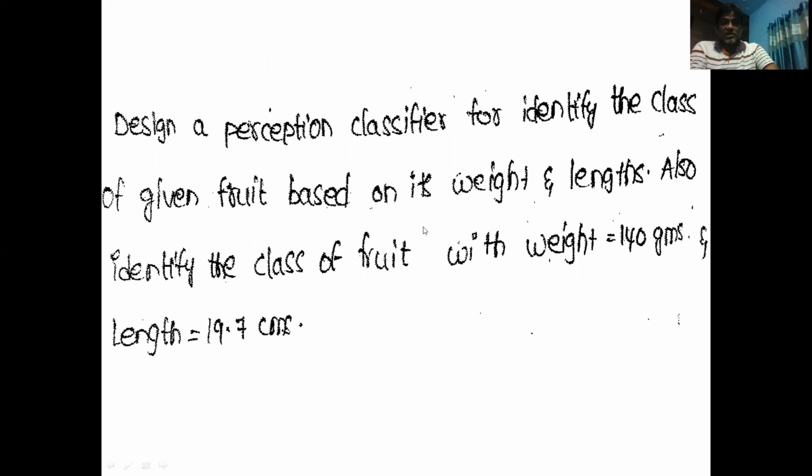So design a perceptron classifier for identifying the class of a given fruit based on its weight and length. Also, after designing the perceptron, you are given a task: a fruit with 140 grams weight and 19.7 centimeters length belongs to which class? You need to identify it with the help of the designed perceptron. As it is given, based on its weight and length, two inputs are required. Weight is one input and length is another input. And we will also consider a bias as the third input.